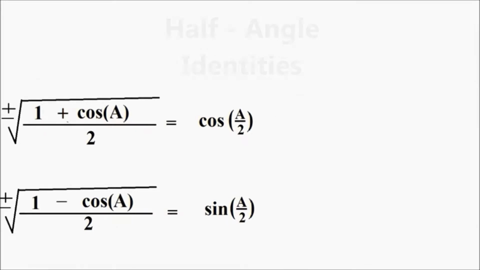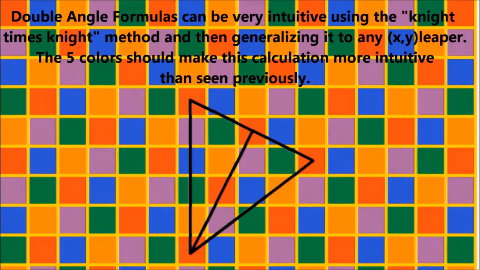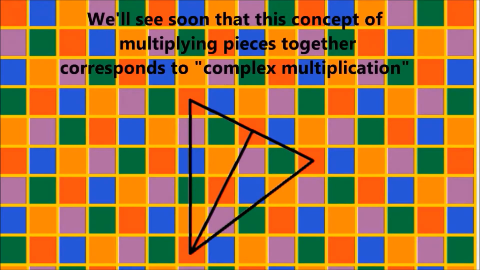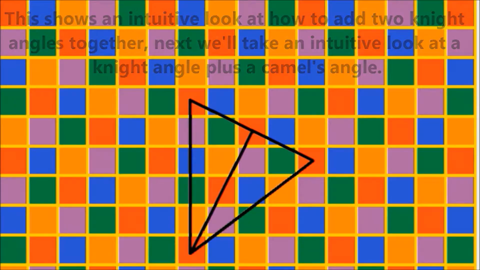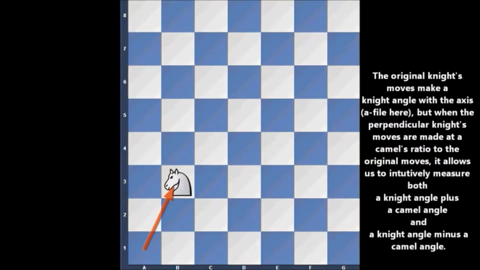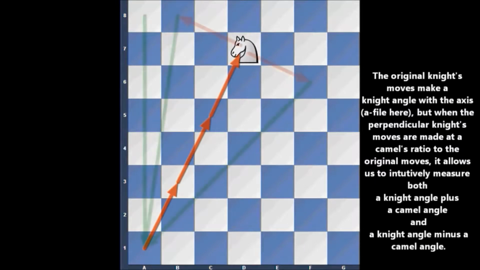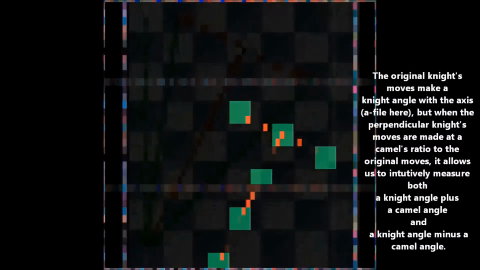Next we'll move on to the angle sum and difference identities and observe their connection to complex multiplication and parallelogram leapers. This shows an intuitive look at how to add two knight angles together, which we already went over. Next we'll take an intuitive look at a knight angle plus a camel's angle. The original knight's moves make a knight angle with the axis, but when the perpendicular knight's moves are made at a camel's ratio to the original moves, it allows us to intuitively measure either a knight angle plus a camel angle or a knight angle minus a camel angle.